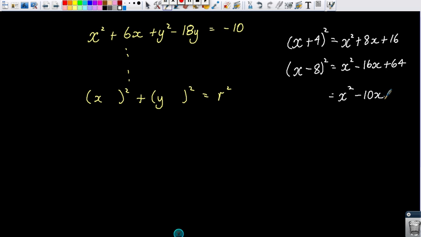So if I now had this, would you be able to tell me what would have to go here and what would have to go here? 25. Why? Half of that is minus 5. You square it. And therefore, would you agree minus 5 is there? Agreed?